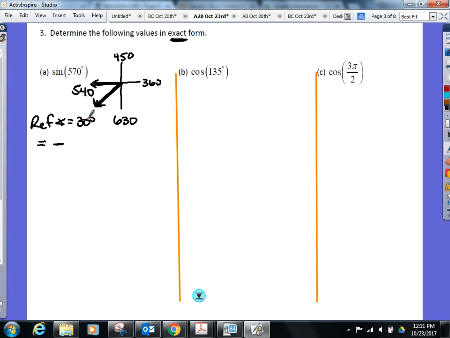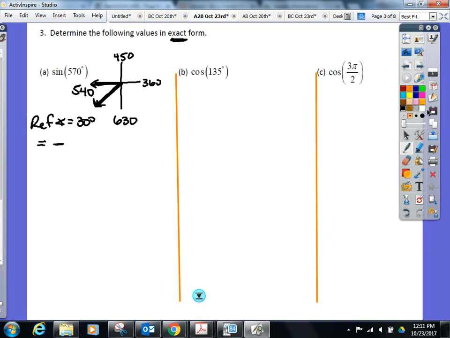If you guys are wondering, I know a lot of you are like, how the heck did he get that? Here's how I got it. I know that, hey, from here to here is 570, and from here to here is 540. So the piece left over was 570 minus 540. Oh, 30 degrees. Where's that point on the unit circle? Patrick, you're up. Where's that point on the unit circle? 30 degrees. What point would it intersect on the unit circle? 30 degrees. Yep.